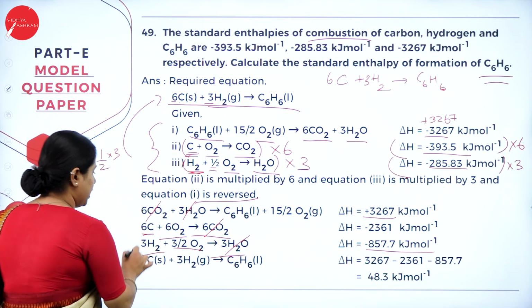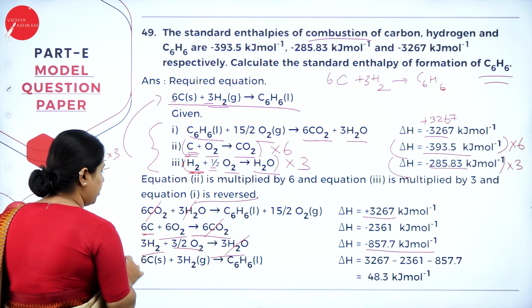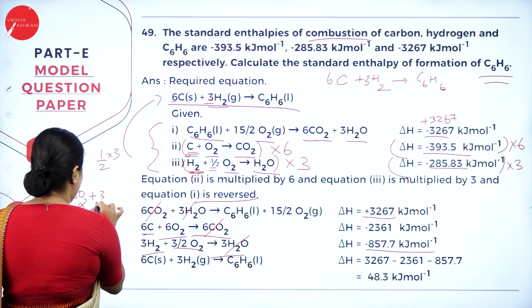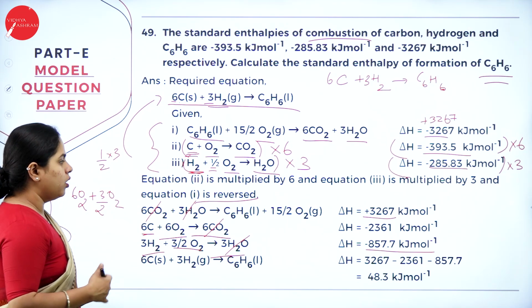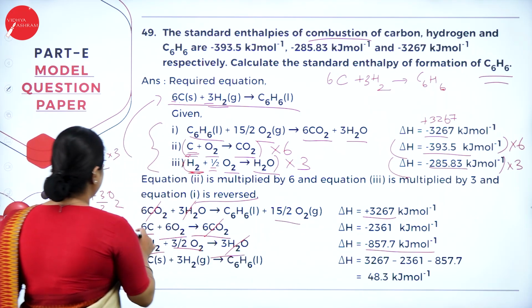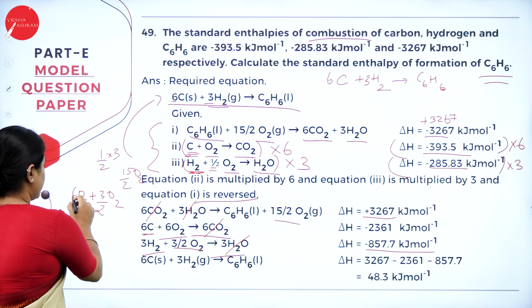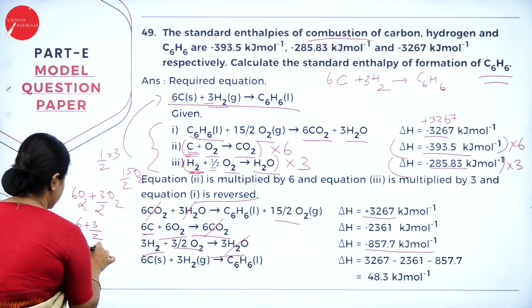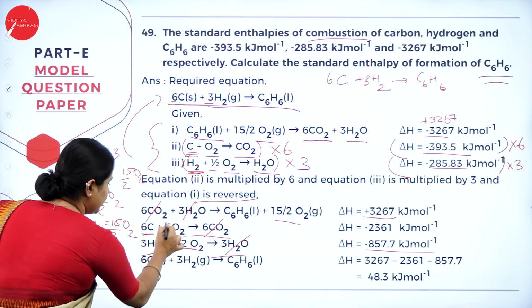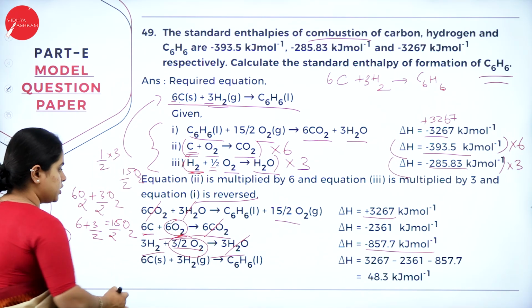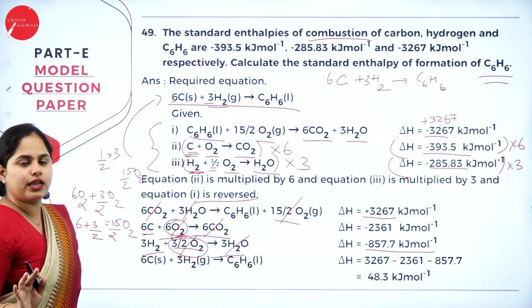Now what is there? 6 carbon atom is here. Any other 6 carbon atom? No. You have 6 O2 and another 3 by 2 O2 on the reactant side. And do you have any other oxygen on the product side? Yes, you have 15 by 2 O2 on the product side. If you take the difference, you'll get to know. So 6 plus 3 by 2 is what? 6 into 2 is 12, that will give you 15 by 2 O2. So if we add this and this, you will get 15 by 2 O2 on the reactant side, and on the product side you have 15 by 2 O2. So altogether it will get cancelled, right?